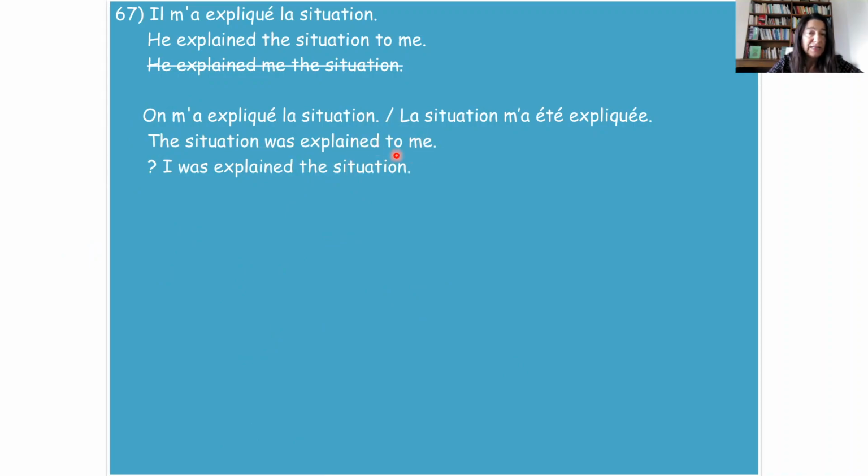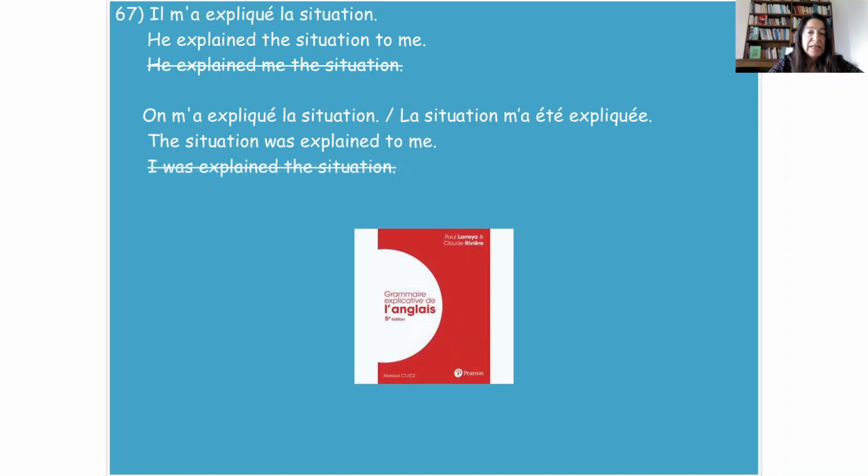And again, I need to use the preposition here, the indirect syntactic structure. How about "I was explained the situation" without any preposition? Is that possible? Well, no, it is not. And more details are to be found in La grammaire explicative de l'anglais by Paul Larreya and Claude Rivière.